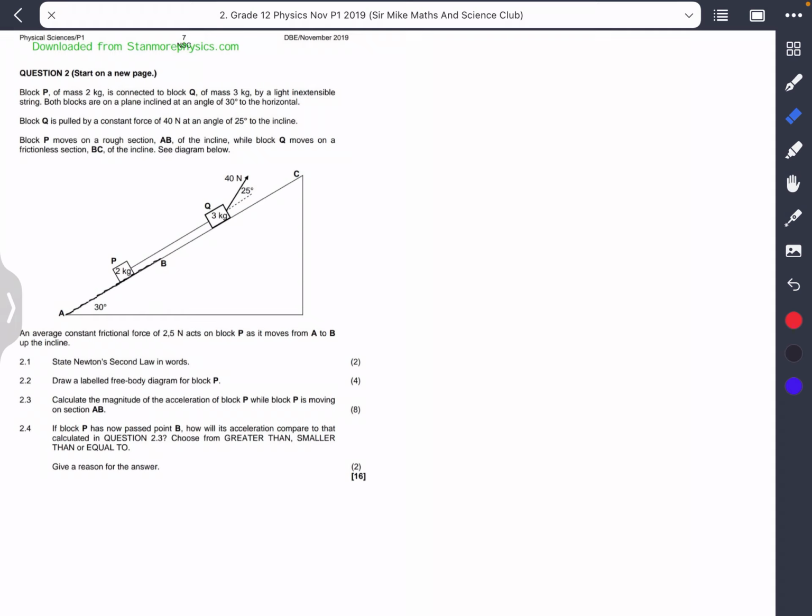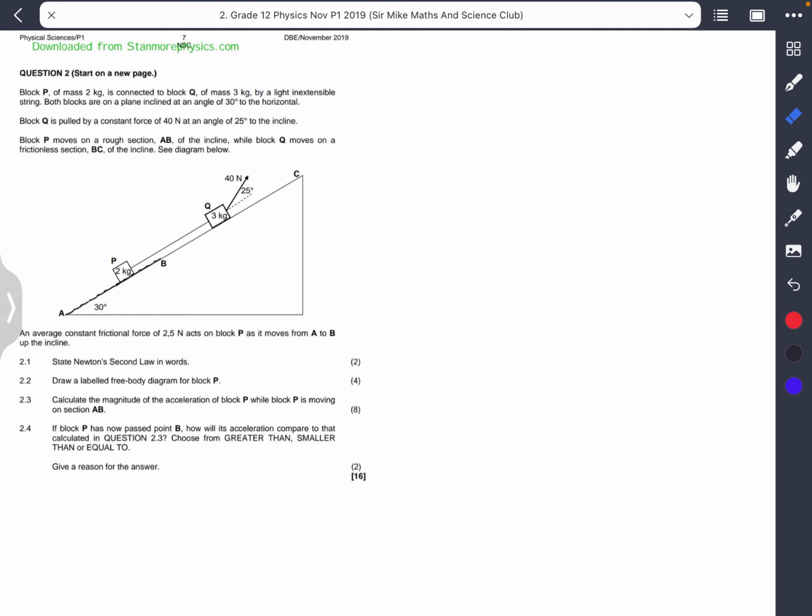It says that when a net force acts on an object, that object will accelerate in the direction of the net force at an acceleration that is directly proportional to the net force and inversely proportional to the mass of the object. So that's for 2.1. For 2.2, they say to draw a labeled free body diagram for block P.